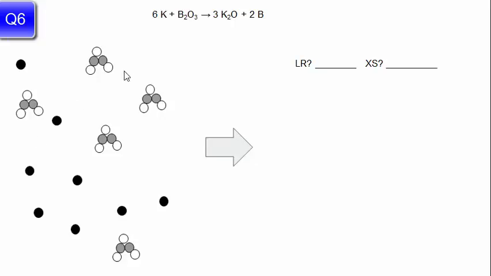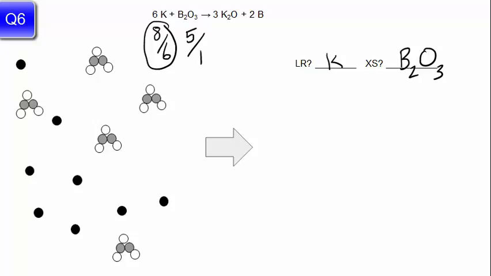And for our last example, it's the same reaction, but different given. So go ahead and try this one on your own before watching the rest of the video. So we're going to do the math first. We can see that there's 1, 2, 3, 4, 5, 6, 7, 8 Ks, so it's 8 divided by 6. And we can see we have 1, 2, 3, 4, 5 B2O3s. We can see that this number is definitely lower than 5 divided by 1. So we know that K is the limiting reactant and B2O3 is the excess reactant.